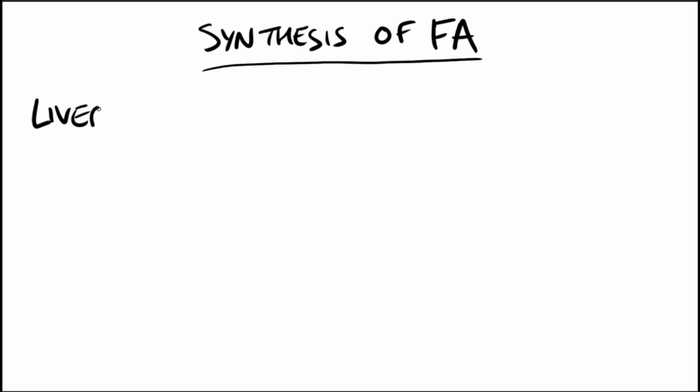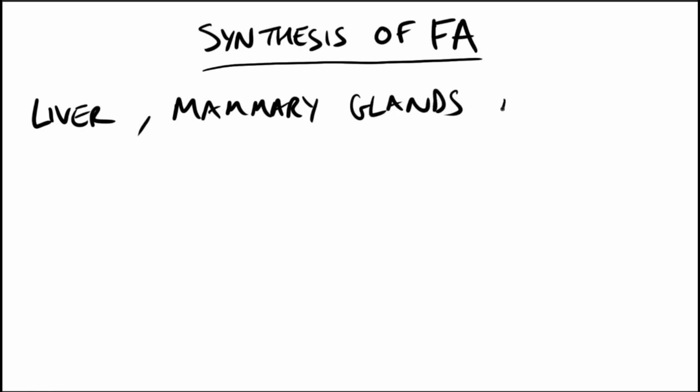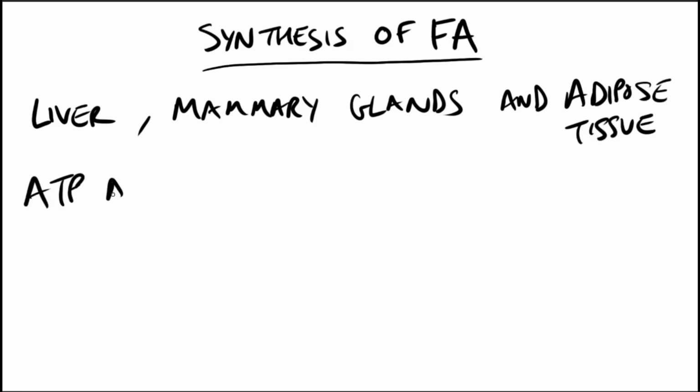Today we'll speak about fatty acids and glycerol. The synthesis of fatty acids occurs primarily in the liver and the lactating mammary glands, and to a lesser extent in the adipose tissue. This is a cytosolic process that incorporates carbons from acetyl coenzyme A into the growing fatty acid chain using what? ATP and NADPH.